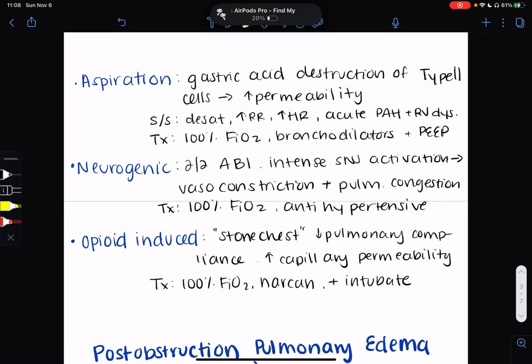Neurogenic is typically secondary to acute brain injury, intense SNS activation leading to vasoconstriction and pulmonary congestion. Again, we want to treat with 100% FiO2 and give the patient antihypertensives. Opioid-induced pulmonary edema is going to be the quote-unquote stone chest. It's going to be a decrease in pulmonary compliance and increase in capillary permeability. So here, again, 100% FiO2, Narcan the patient, and intubate.